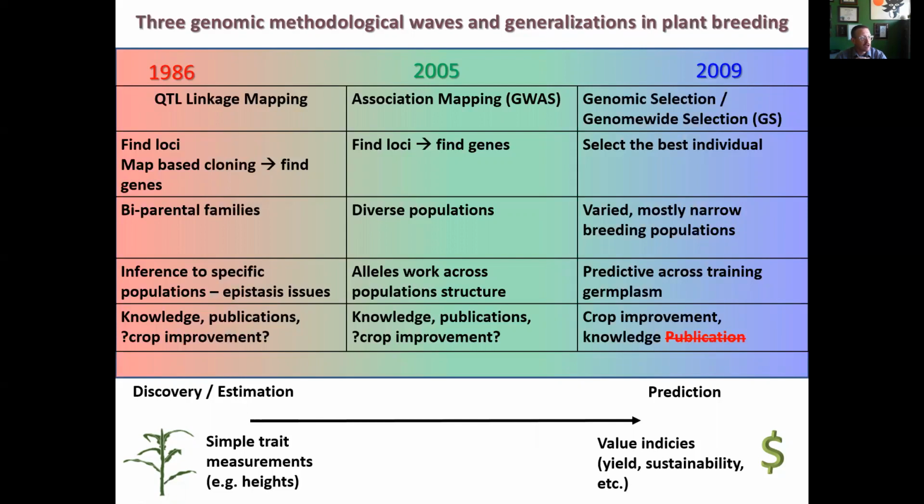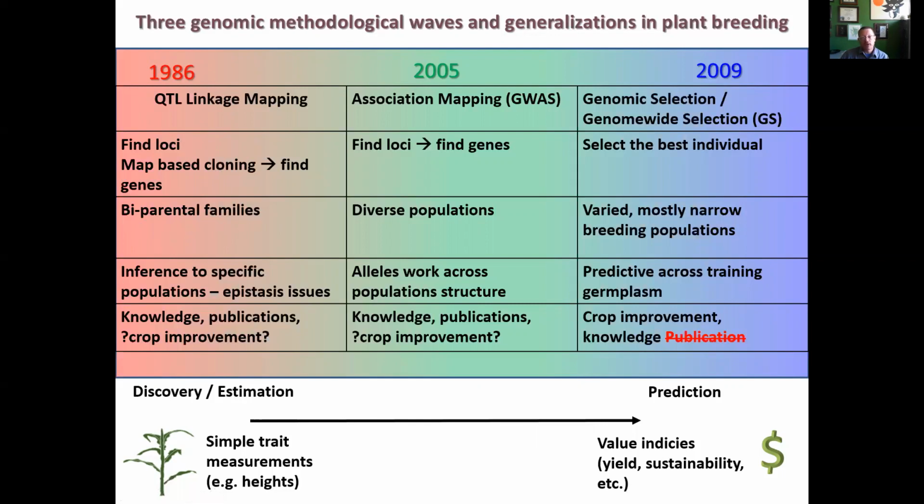Now the goals of QTL linkage mapping are as follows. To find loci. Now note that it doesn't say finding genes, because QTL linkage mapping does not allow us to resolve in almost any population to the level of genes. We find regions of the genome, which we call loci, and then we can do follow-up studies such as map-based cloning to identify the genes that cause those sources of genetic variation. Typically, we're going to be using biparental families, that is, families of individuals that have two parents, which would bottleneck and restrict down the genetic diversity. We're going to be able to make inferences to specific populations.